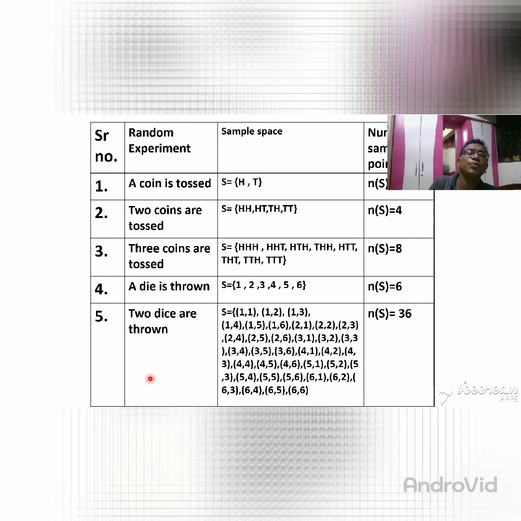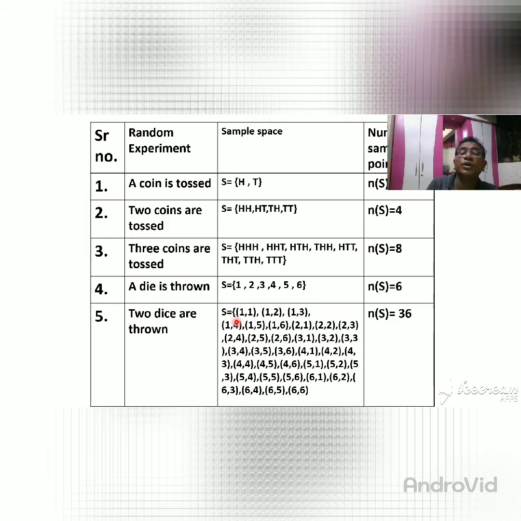But see, in problem number 5, 2 dice are thrown. They are saying that 2 dice are thrown. So here one die thrown gives 6 possibilities. So when you throw the 2 dice, the total is 36. So how is it 36?